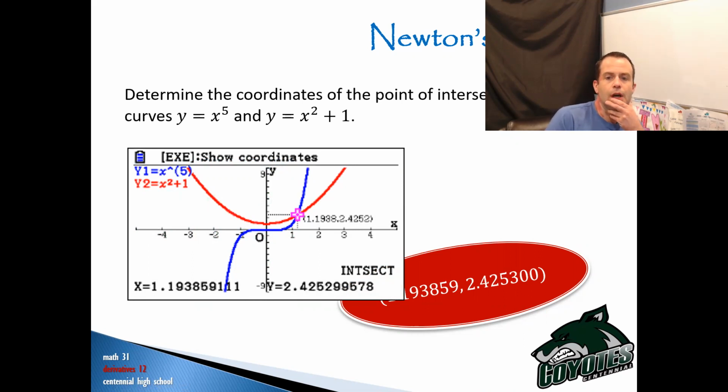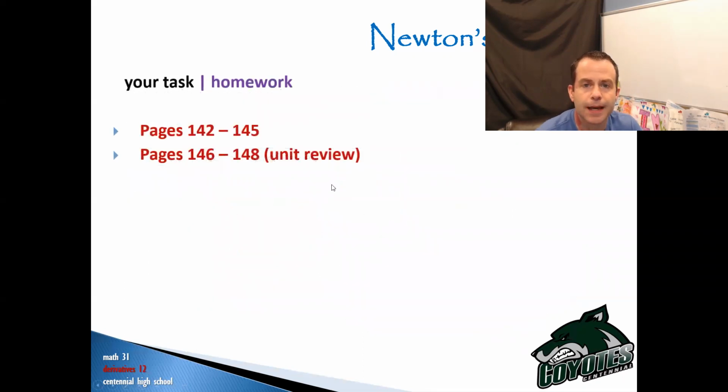Okay, now that is where I'm going to leave you. So I've given you homework, and then after the homework on Newton's method, there's also a unit review as you start getting prepared for your test. So the next video that you and I will deal with will start unit 3 on curve sketching.